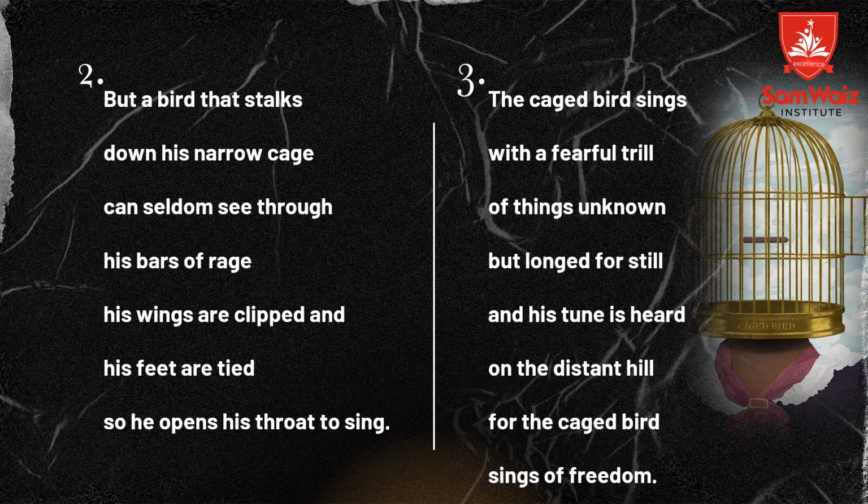Now, we're looking at the bird that stalks here, talking about the black. They've got little or no space, no breathing space. So down the narrow cage, you can see the comparison of their environment to that of the free bird.